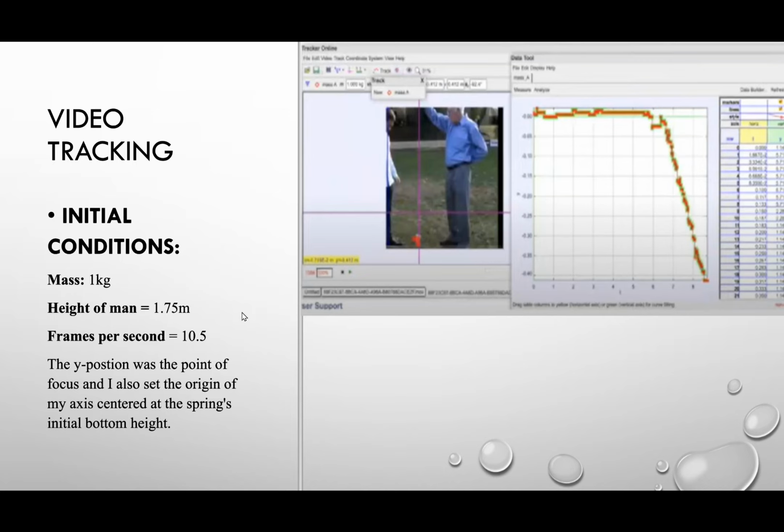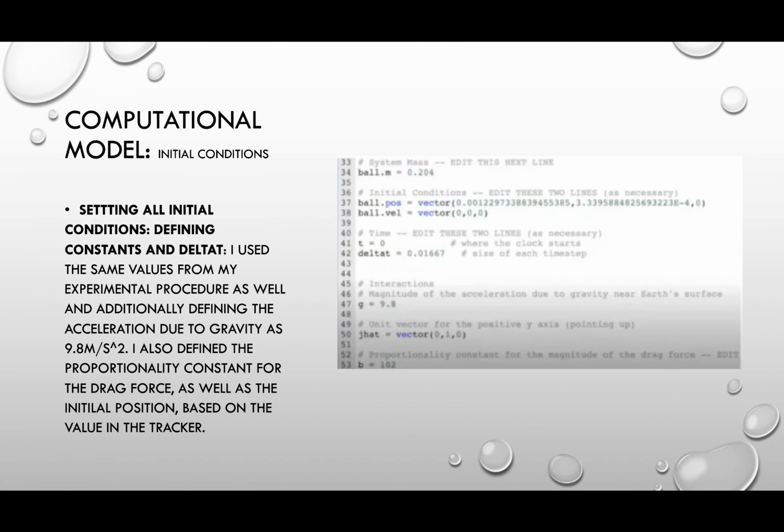Now, the video tracking. We have our initial conditions as the mass being 1 kilogram, the height of the man being 1.75 meters, and the frames per second being equal to 10.5. The Y position is what the point of focus was, and I also set the origin of my axis centered at the spring's initial bottom height.